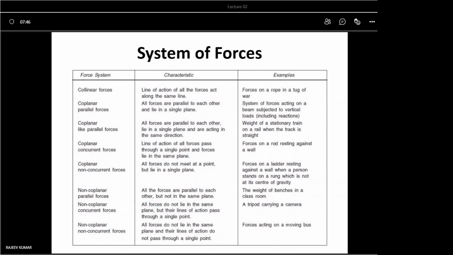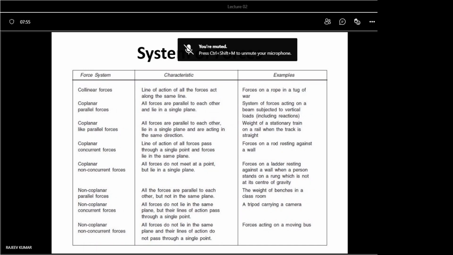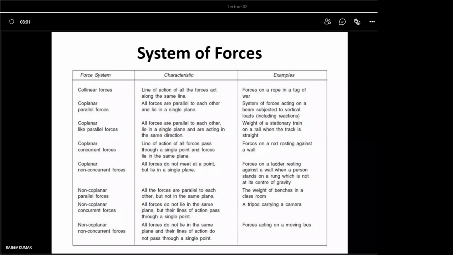Then there is the non-coplanar parallel force. All the forces are parallel to each other but not in the same plane. Non-coplanar means not in a plane but they are parallel. Example: the weight of benches in a classroom. Non-coplanar concurrent force: all the forces do not lie in the same plane, but their lines of action pass through a single point. Next is the non-coplanar non-concurrent force: all forces do not lie in the same plane and their lines of action do not pass through a single point. So this is the system of forces.